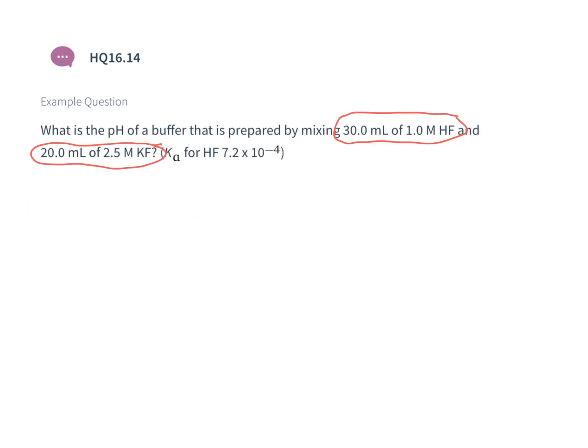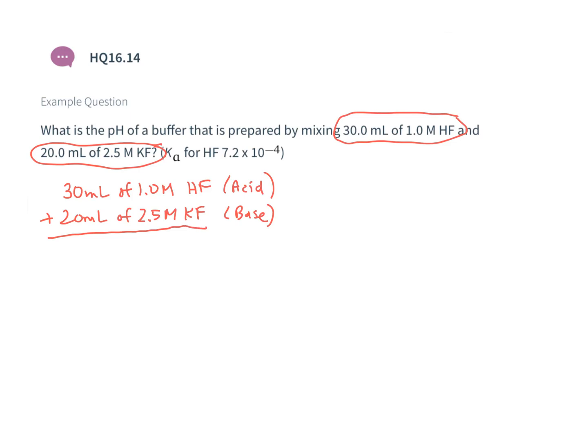So I have 30 milliliters of 1 molar hydrofluoric acid. I mix that with 20 milliliters of 2.5 molar potassium fluoride. Here's my acid, and here's my base. But the important thing is I've mixed these two solutions together, so my new volume of this solution is 50 milliliters.